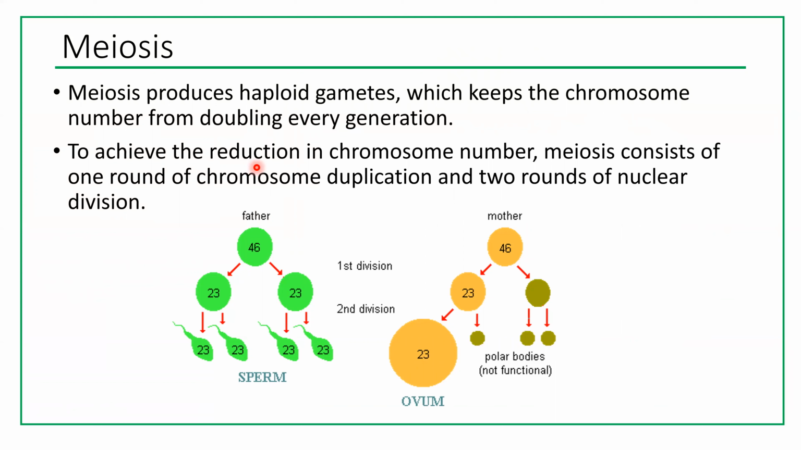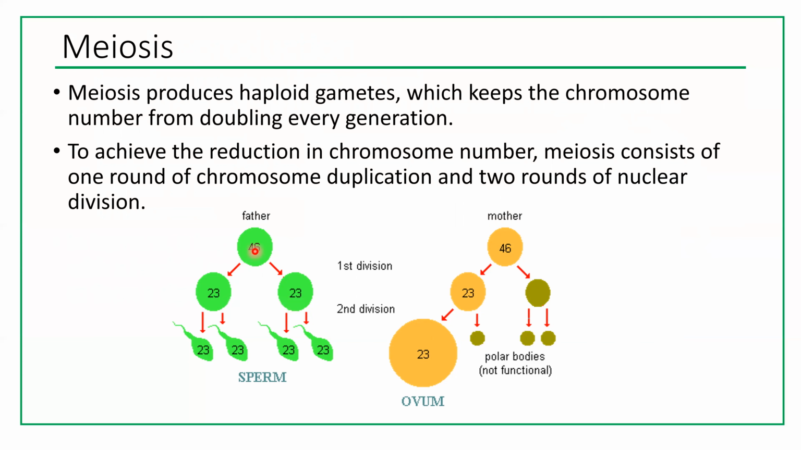To achieve the reduction in chromosome number, meiosis consists of one round of chromosome duplication and 2 rounds of nuclear division. So chromosomes are duplicated one time, but the cell is divided twice, right? If you look over here, that's a father cell, a mother cell, and after the first division, 2 cells are formed, and they already have half of the genes, I would say half of the chromosomes.